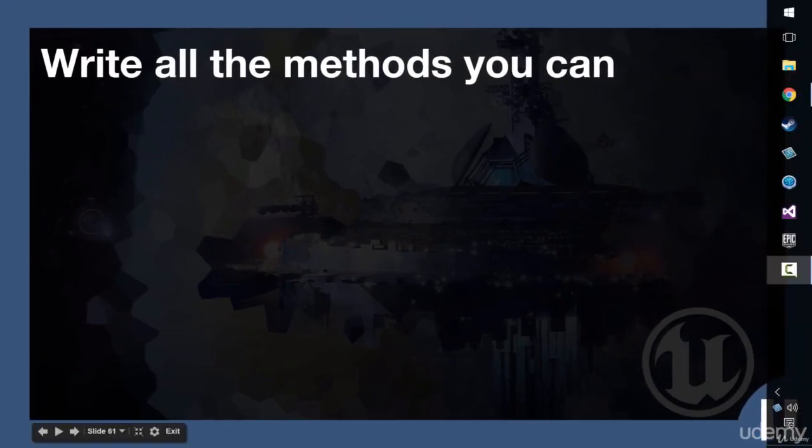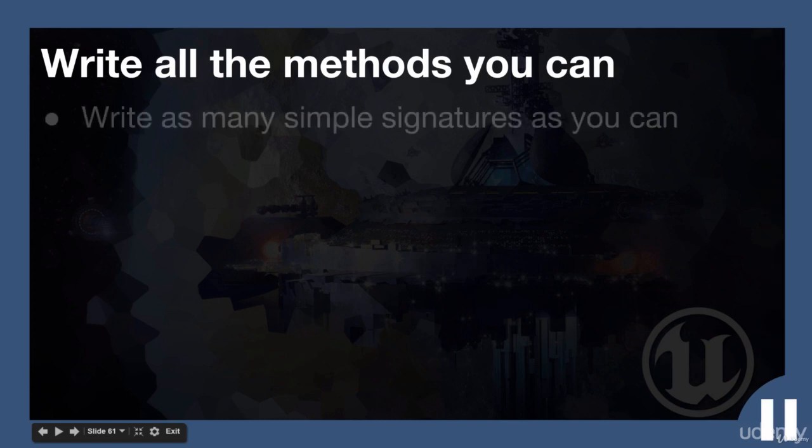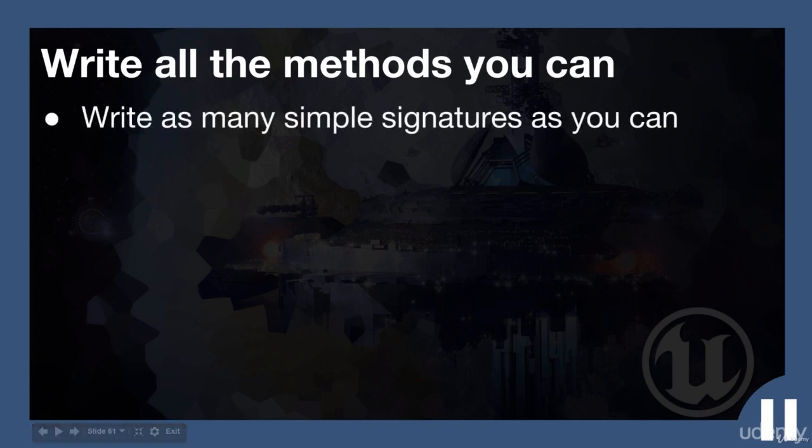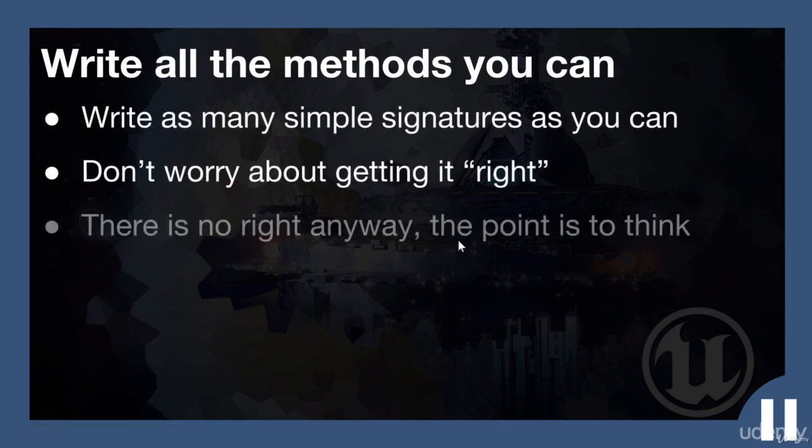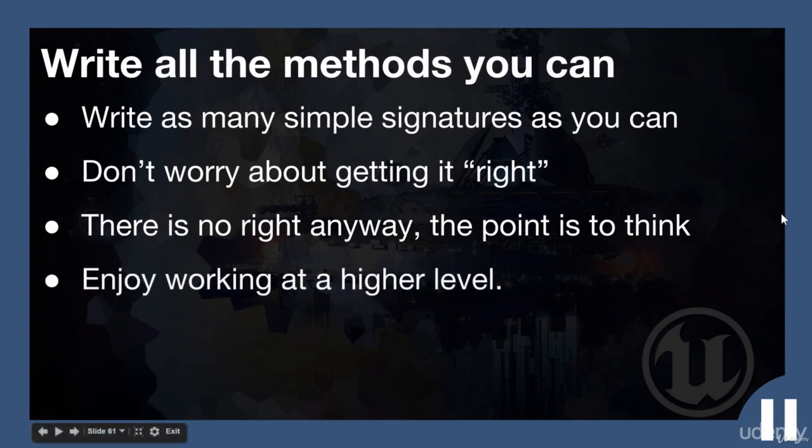So here's your challenge. Write all the methods you can. I want you to write as many simple signatures as you can. Don't worry about getting it right. There's no right way anyway. The point is to think about it at this stage and enjoy working at a higher level of thinking and abstraction. Go and pause the video. Just write in a couple more helper methods, things that you think you might need in this game.